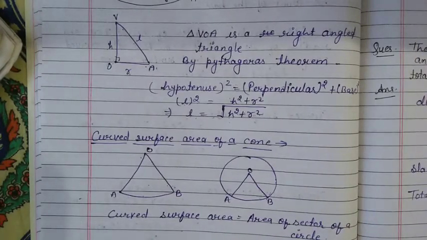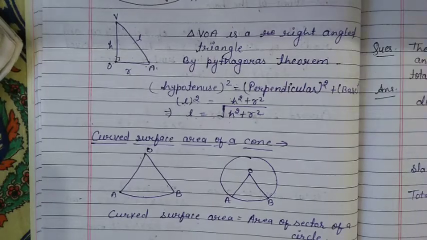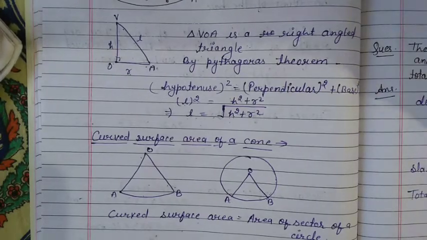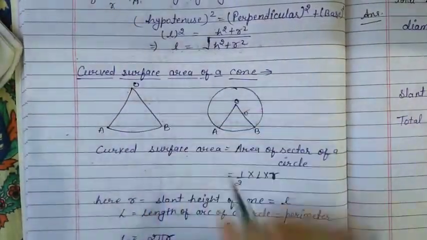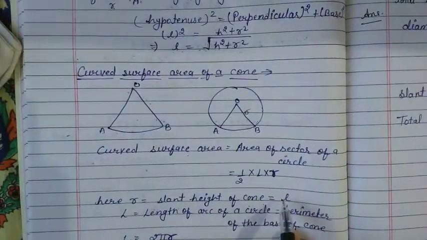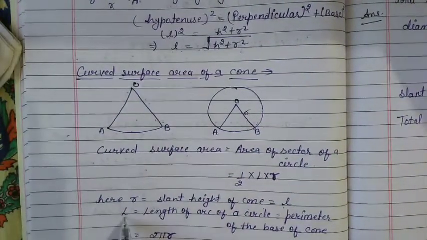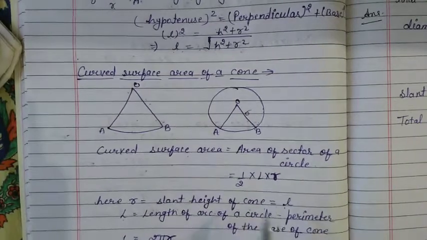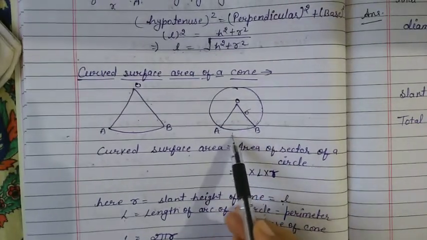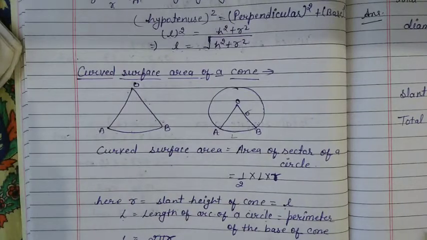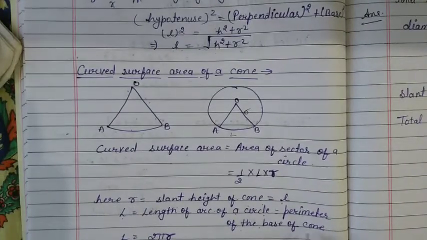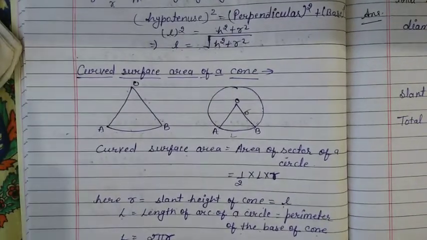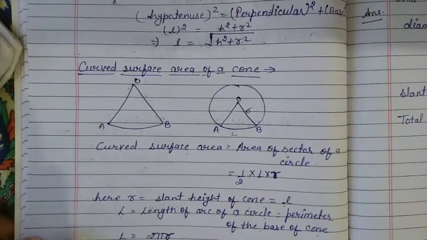So what is the area of a sector of a circle? That equals 1 by 2 into L into R. Here this R must equal the slant height of the cone, so R equals L. And what is the value of capital L? Capital L is the length of the arc of a circle. This is the arc, and it equals the perimeter of the base of the cone. What is the base of a cone? The base of a cone is a circle. So the perimeter of a circle equals 2 pi r. So capital L equals 2 pi r.